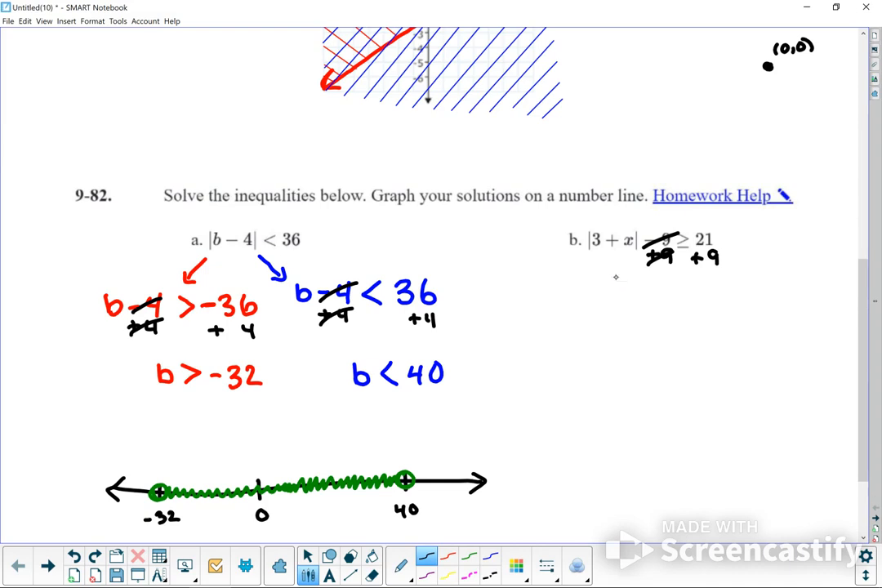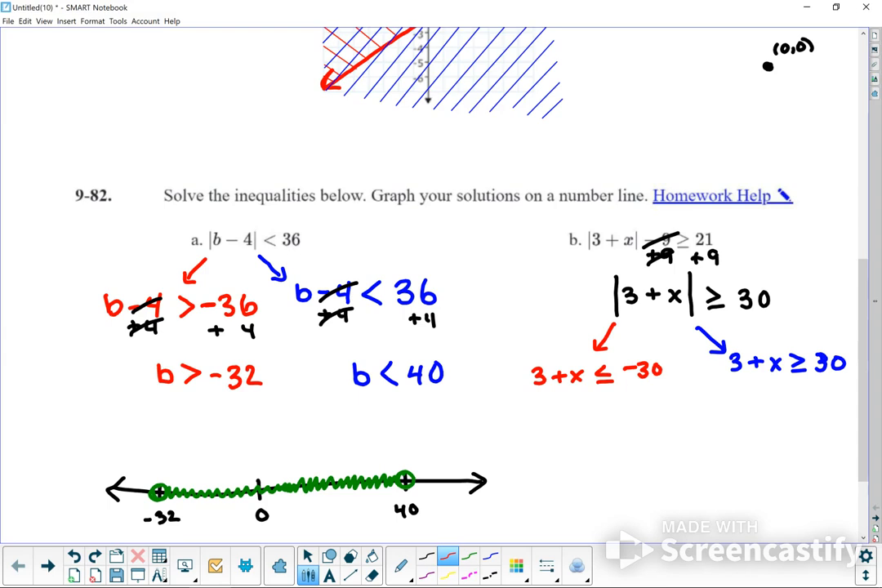So absolute value of 3 plus x, close that, and it's going to be greater than or equal to 21 plus 9, which you have to figure out. It's 30. Now at this point, you can do one of them where it's 3 plus x greater than or equal to 30, copying exactly the way it is. And the other one, 3 plus x less than or equal to negative 30.